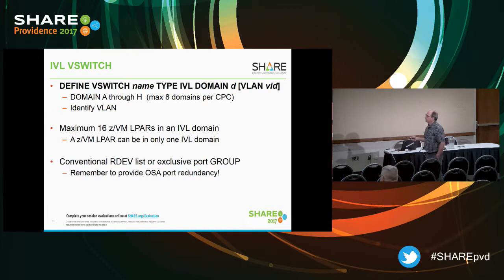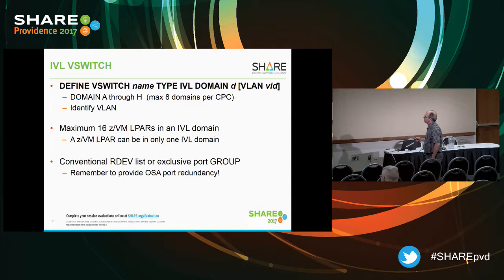We define a vSwitch, we give it a name, but we say its type is IVL. That type, there are those type Ethernet ones we've been doing. So we're going to create a special one of type IVL. And I'm going to say what VLAN I want, or what domain it is. The domains are A through H, and you can have at most 8 of these in a KEK. Okay?